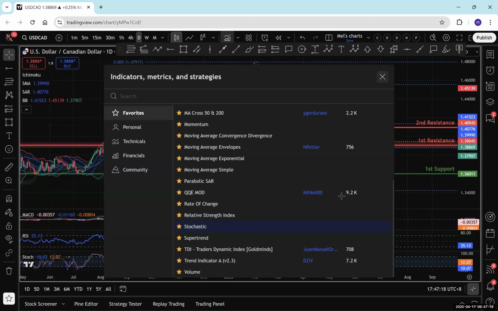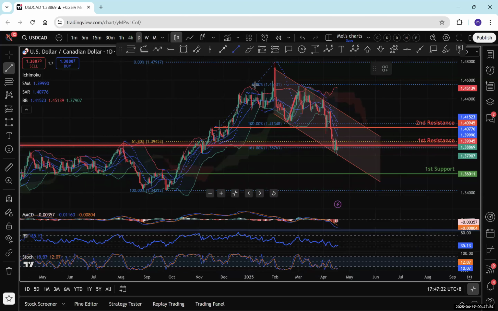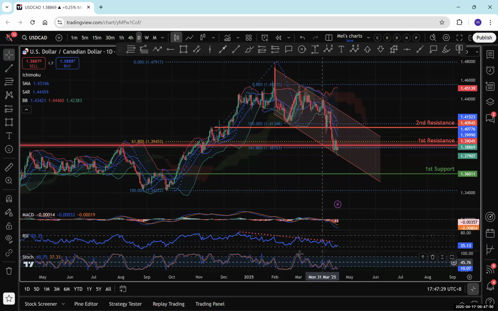Let's look at RSI and MACD. RSI, I think prices are moving in a descending trend line again. Yeah. MACD, stochastic is not really, and it's also moving into the oversold regions. So again, expect a bit of a reversal here.